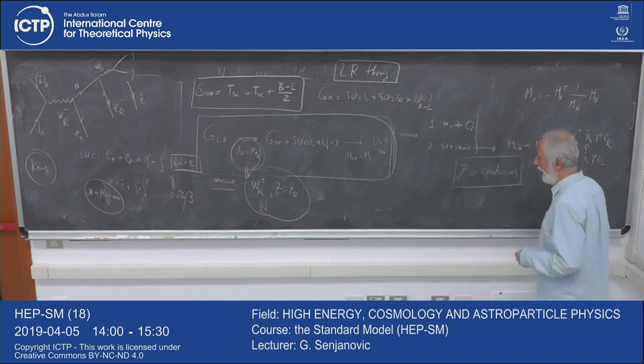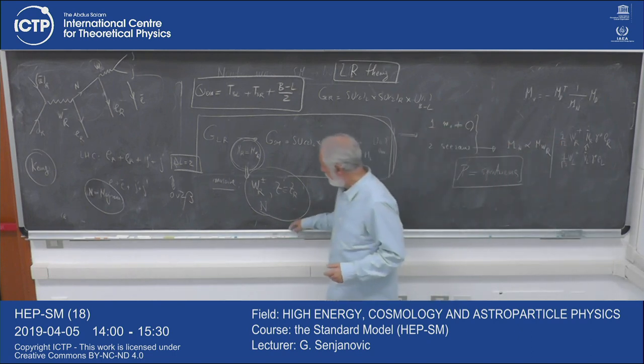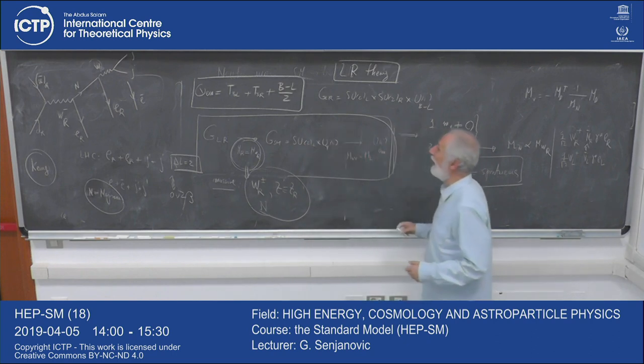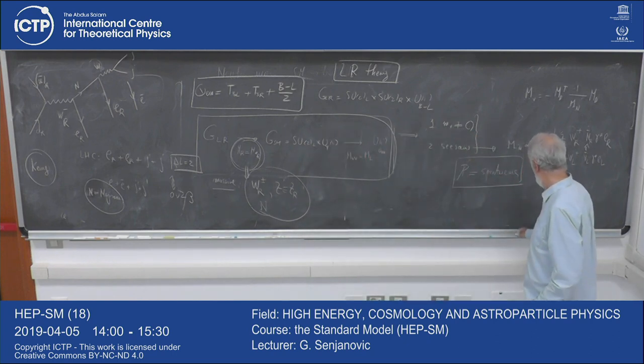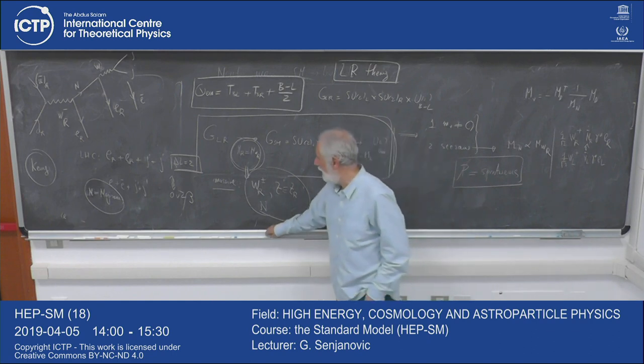Now, what would be the minimal Higgs, just when you ask? For example, I have to give the mass to the fermions, to the electron.